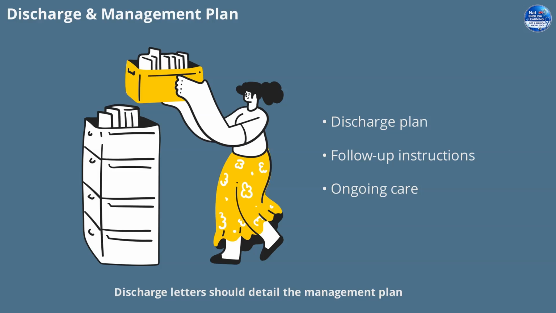Discharge letters should detail the management plan for the patient after leaving the facility. This includes any follow-up appointments, medication instructions, and specific requirements for ongoing care. For example, the patient is advised to follow up with their GP in 2 weeks and continue current medications. A clear discharge plan ensures that the patient receives appropriate care and support.